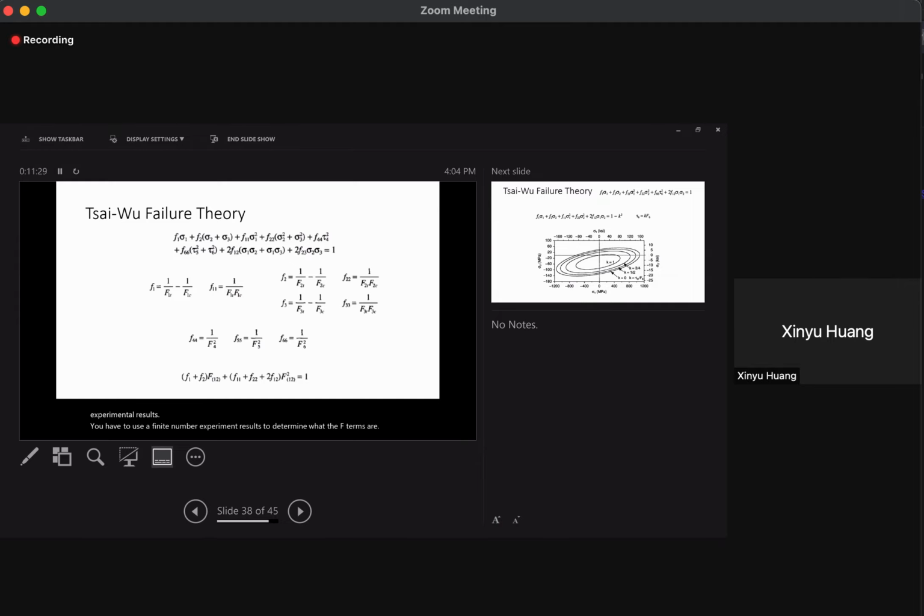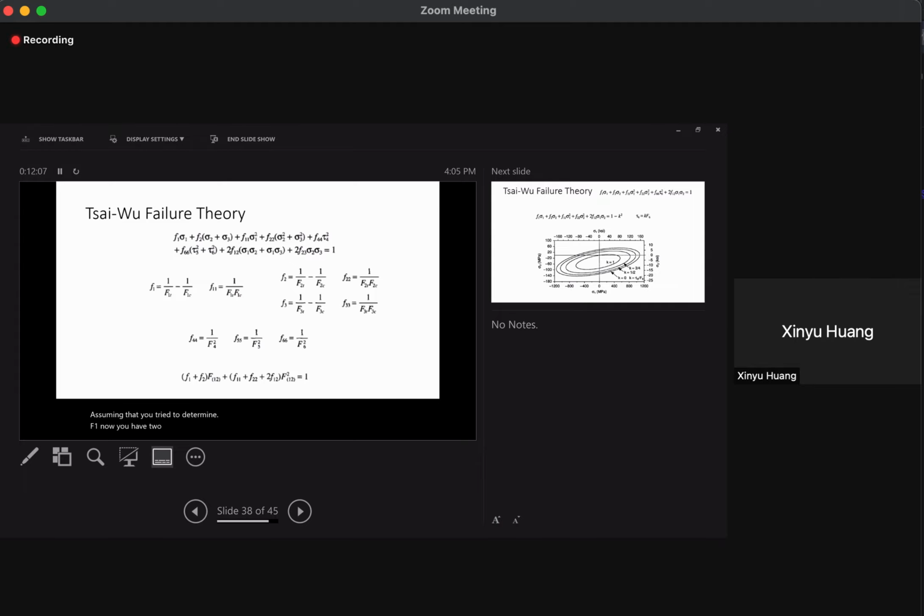Similarly, you can assume sigma 1 is non-zero and the other terms are 0, and now you can capture the difference between tension and compression, because when you have tension, this term is positive. When you have compression, this term is negative, so you basically have two equations. Let me explain this. This is the advantage of Tsai-Wu. You don't have to pick different coefficients for different stresses anymore. Assume that you try to determine F1. Now you have two conditions.